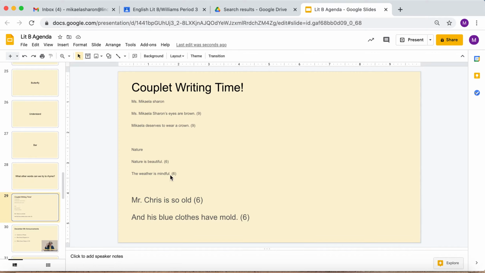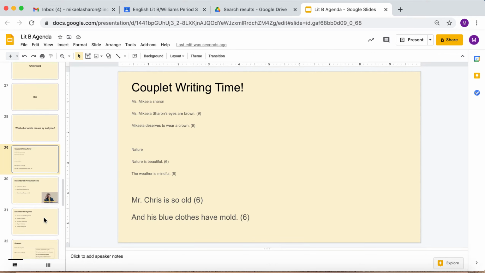And this one is also a closed couplet because if you can see, there's a period at the end of each line. And then we also made this one. Mr. Chris is so old, and his blue clothes have mold. So 6 syllables in each line, and then old and mold rhyme with each other. And this one is an open couplet because it's all one sentence. There's no period at the end of this line up here.